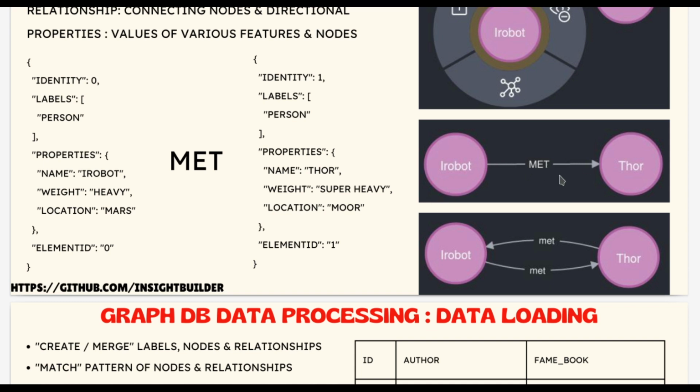Here the relationship also has a direction. You see there is an arrow mark. So here it means iRobot has met Thor, but not the other way around. But in this case, you see Thor has met iRobot and iRobot has met Thor. So what is the difference? When someone meets, both of them meet, right? The key point here is who initiated the meeting, whether Thor initiated it or iRobot initiated it. If both of them initiated, I mean, they saw each other and came together and spoke, then both of them initiated the meeting. So that is a kind of relationship that you can understand from this graph database.